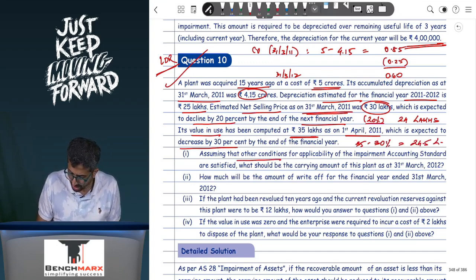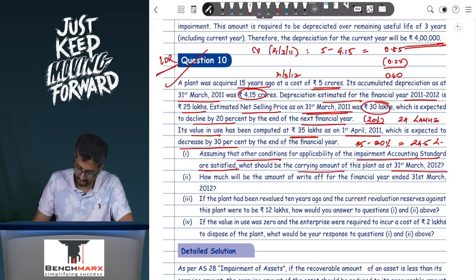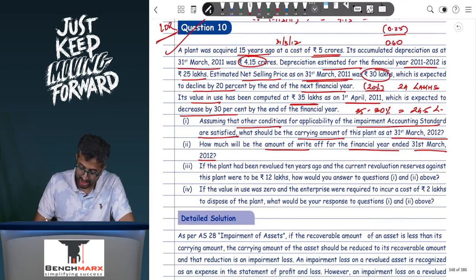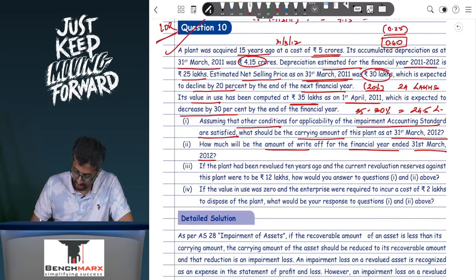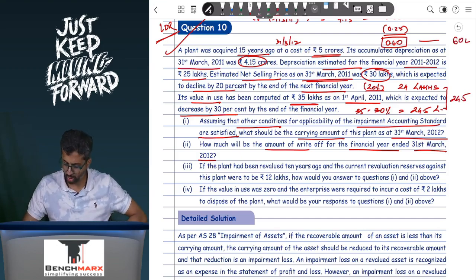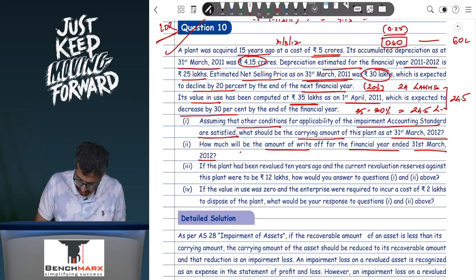Assuming that other conditions for applicability of the impairment accounting standard are satisfied, what should be the carrying amount of this plant as on 31st March 2012? Second, how much will be the amount of write-off for the financial year? Basically, your carrying amount you have calculated as 0.6 crores. However, the recoverable value, which is the higher of the two, is 24.5. Now 0.6 crores is nothing but 60 lakhs. So 60 minus 24.5 comes to 35.5. So the write-off will be 35.5 lakhs, and hence your carrying value would be 60 minus 35.5, which comes to 24.5.